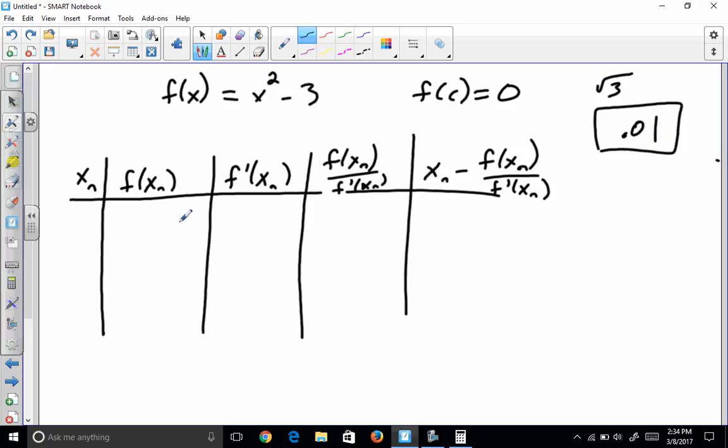So let's see how we can do that. Let's suppose we make an initial guess of 2. Now if we substitute 2 into our function, 2 squared is 4 minus 3 is 1. We also need our derivative. Our derivative is 2x. So if we substitute our x value into our derivative, we get 4. F divided by f prime, 1 divided by 4 is 0.25. So if we take our x minus the ratio, we get 1.75.